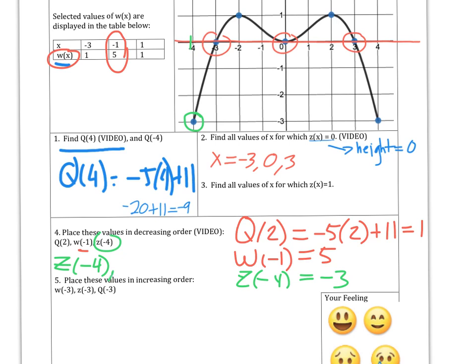And then the next one would be 1, so that's q of 2. And then finally, we'd have w of 1, since that's the highest of those values, so w of negative 1.